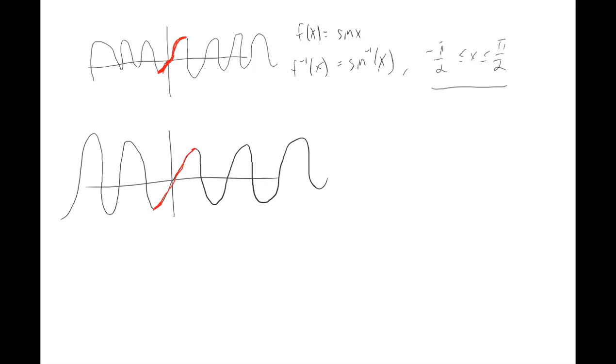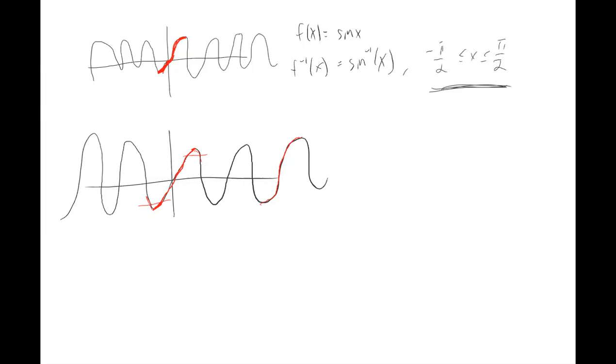Because any further, it fails the horizontal line test, in a sense. So we really only care about up to here. If I went up, it will fail, and if I go a little down, it will fail the horizontal line test. So the book makes this choice. You could define the inverse on a different part, but by convention, we go with negative pi over 2 to pi over 2.